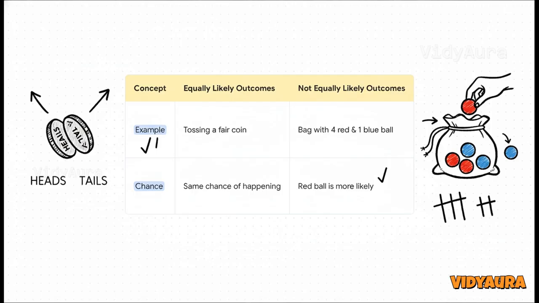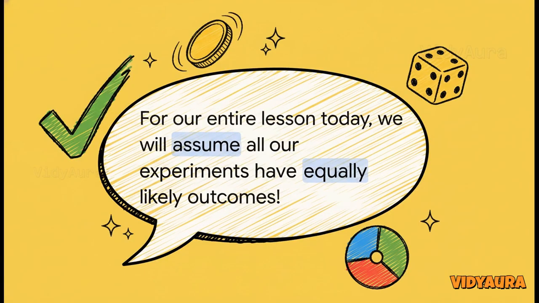But what about the other example? You've got a bag with 4 red balls and only 1 blue one. If you close your eyes and pick one out, what do you think you're gonna get? Probably a red one, right? The chance of picking red is way, way higher than picking blue. So that's what we call not equally likely. Make sense? And here's the best part. For your Class 10 syllabus, you only have to worry about the first type. Yep, all the questions you'll get will be about fair situations, where everything has an equal chance of happening. That just makes our life so much easier.